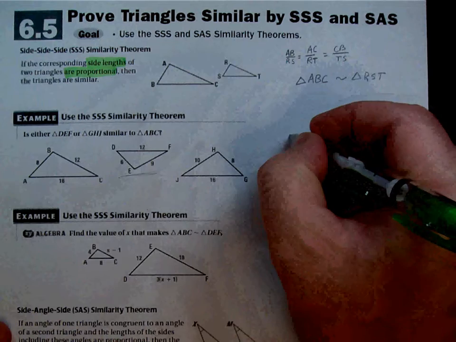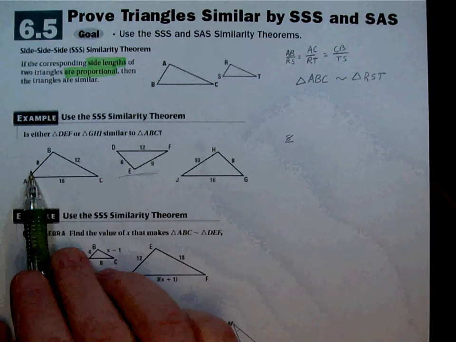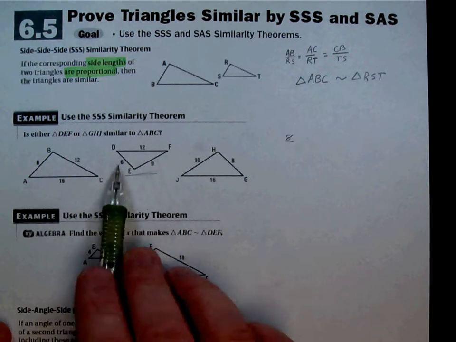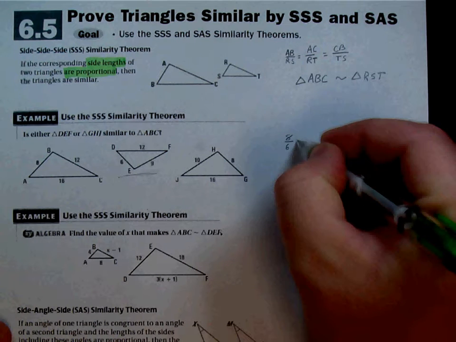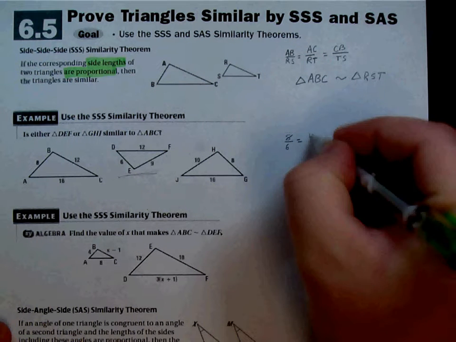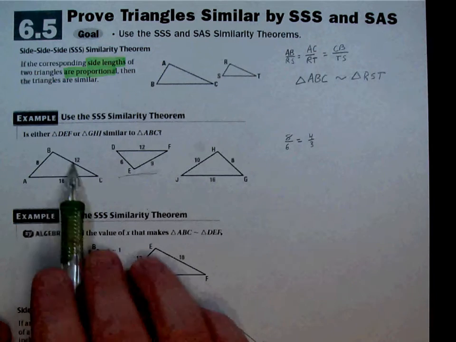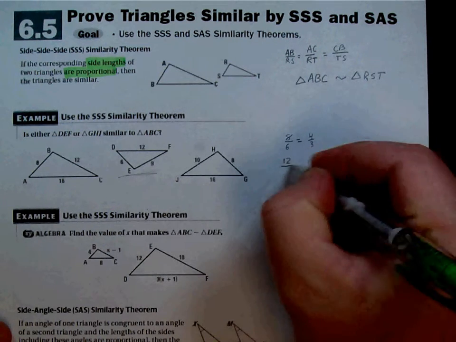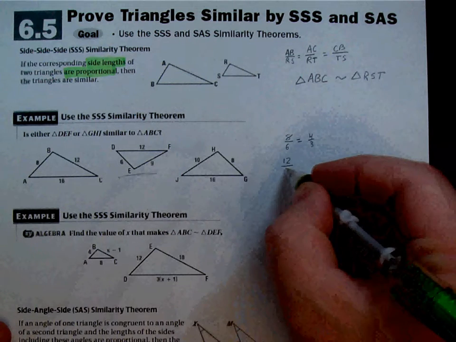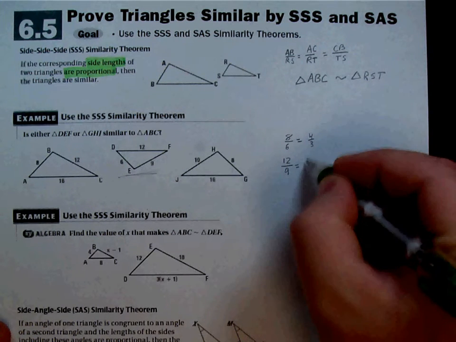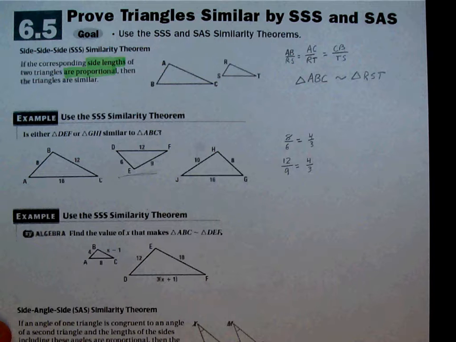So 8 is the shortest side. Over here, the shortest side is 6. So if I simplify 8 to 6, I get 4 to 3. So then I'm going to check the next one. The next shortest side is 12. Over here, the next shortest side is 9. So check 12 to 9. They're both divisible by 3, giving me 4 to 3. So far, so good.